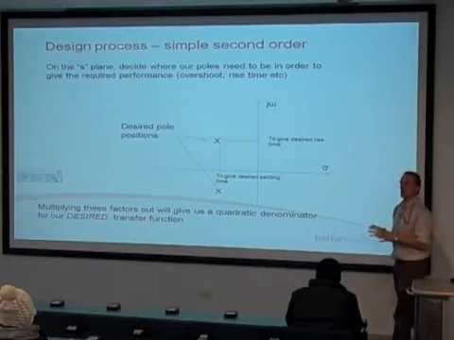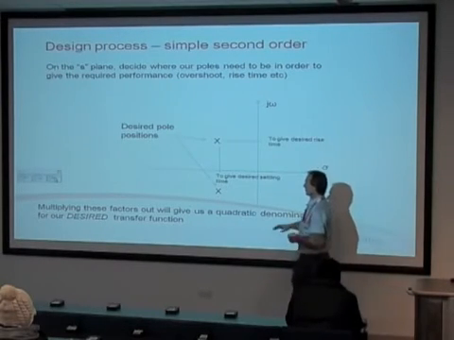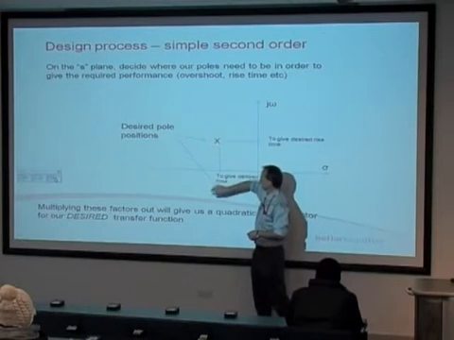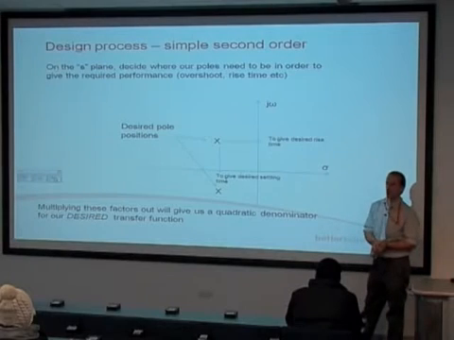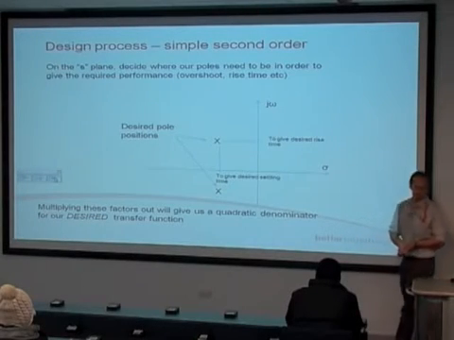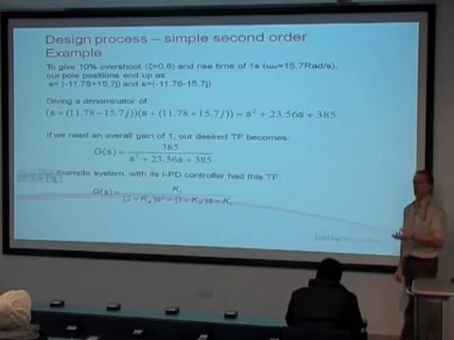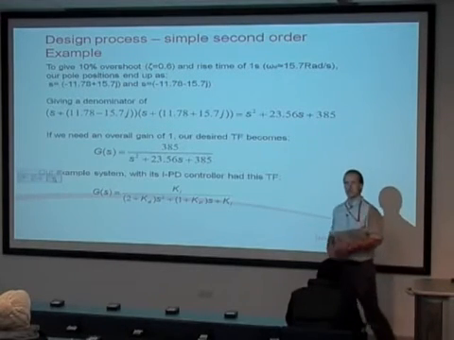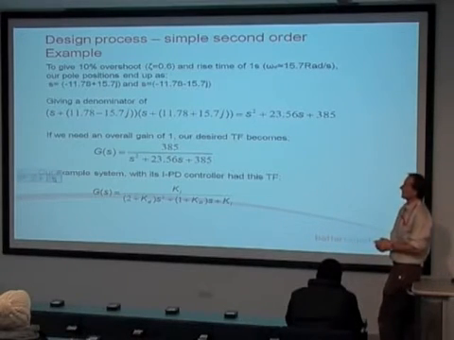Having identified the pole positions that you want, we've got 2 of them, S plus that and S plus that. If you multiply it out, you'll come up with a quadratic. And that quadratic represents the transfer function that we want. It's the desired transfer function. So here's a quick example.